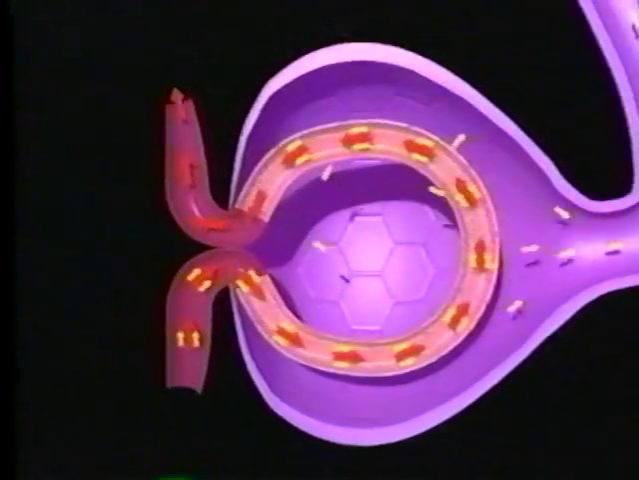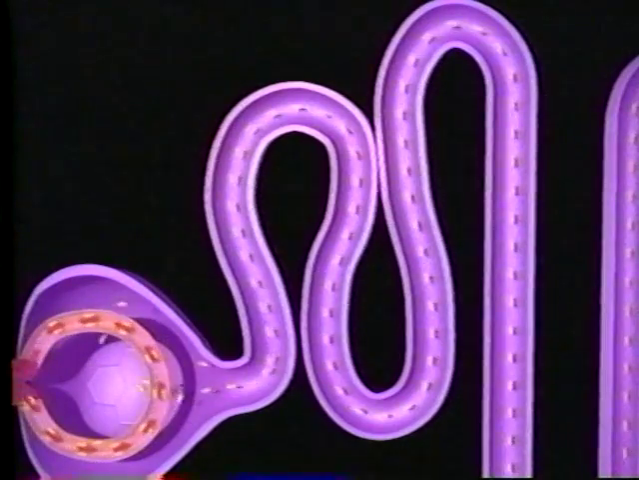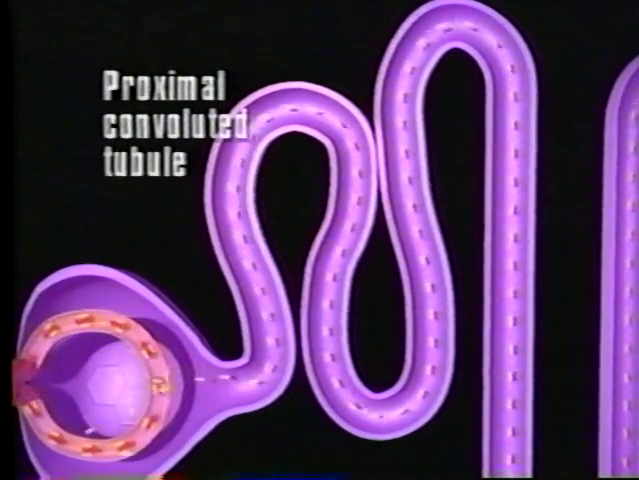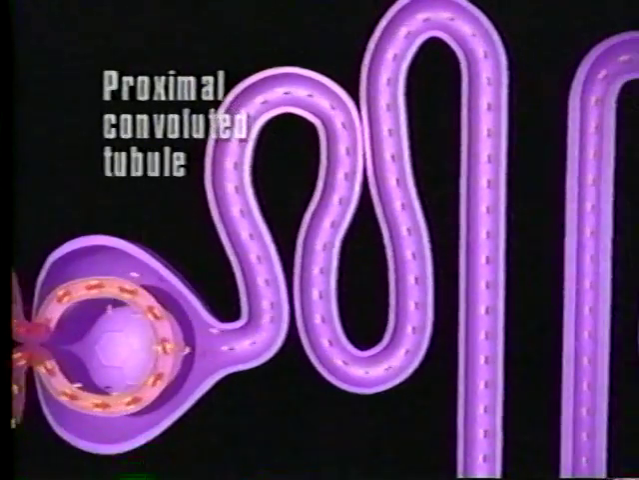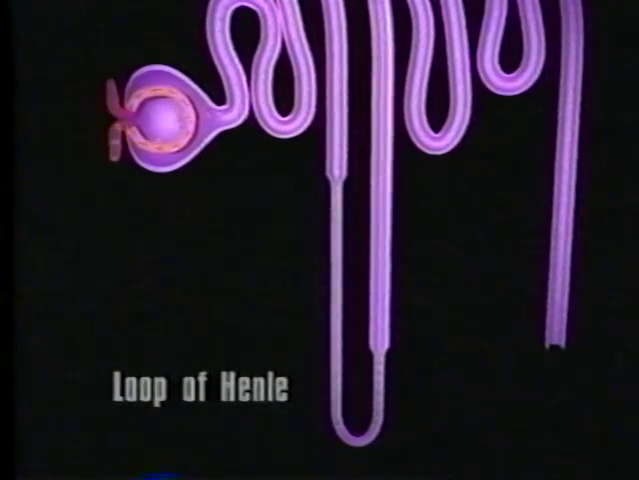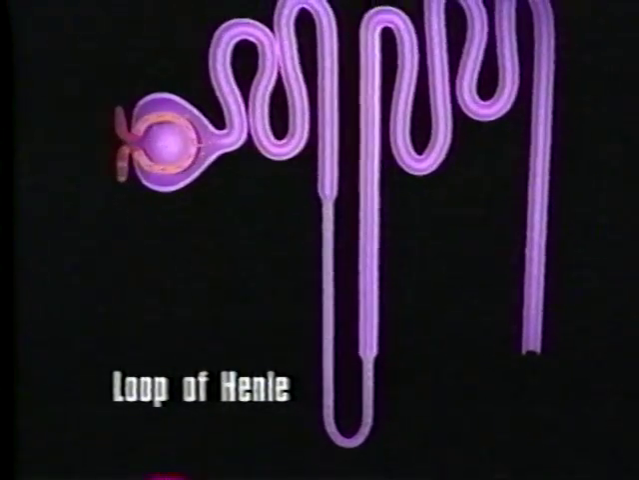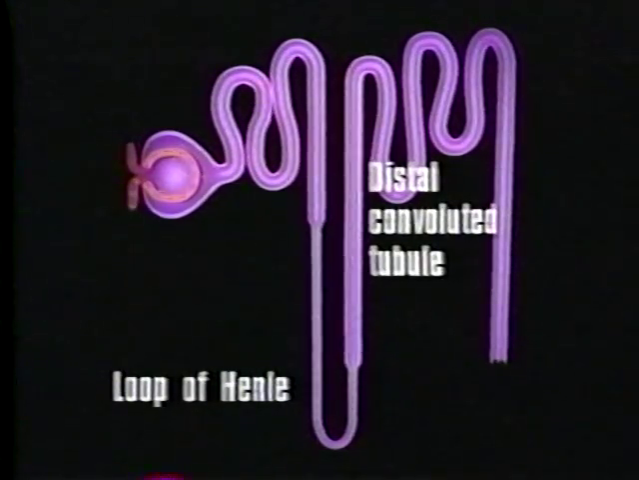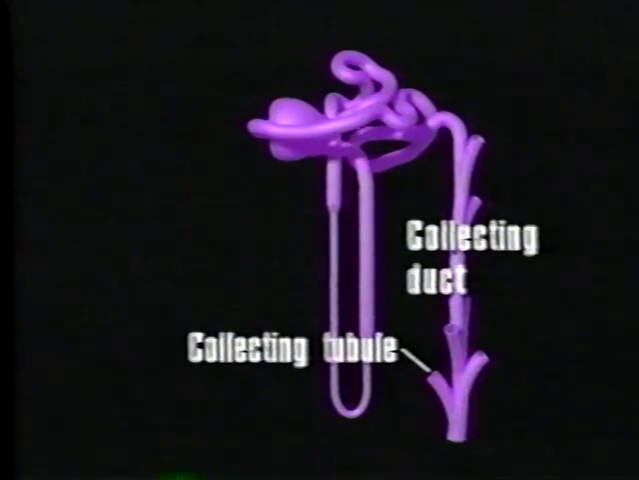From the Bowman's capsule, fluid enters the 3 sections of the renal tubule. The first section is connected to the Bowman's capsule and is called the proximal convoluted tubule. The proximal convoluted tubule leads to the loop of Henle. From the loop of Henle, fluid enters the distal convoluted tubule. Several DCTs empty into each collecting duct via short collecting tubules. The collecting ducts merge into passageways that drain urine from the kidney.